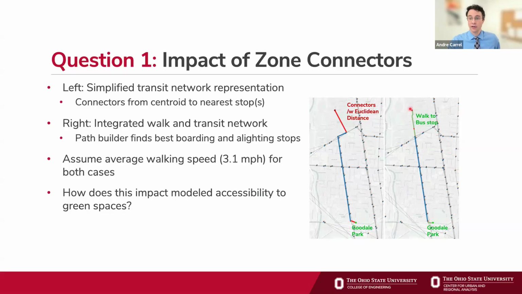From the centroid, somebody is routed along the walking network and then accesses the transit stop that is most easily accessible in that way. And same on the other end, where they then go to the park. For both cases, for the connectors and for the walking network, we're assuming an average walking speed of 3.1 miles per hour. And the question we asked was, how does the fact that we can do this multimodal access to transit by walking impact the modeled accessibility to green spaces? Let's take a look at this.